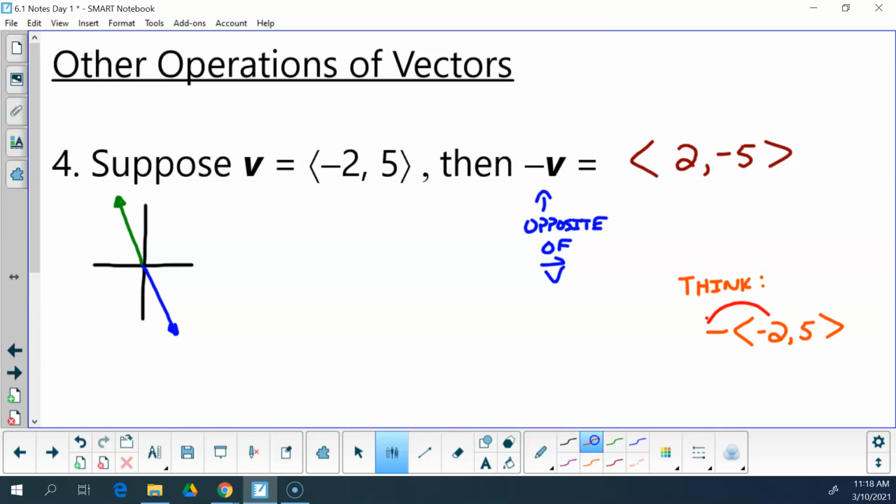Kind of like the distributive product. You distribute that negative sign into the vector. Okay? And that will give you the opposite vector.